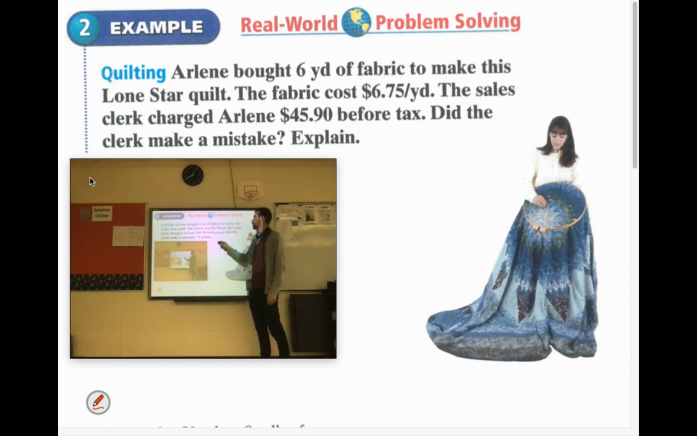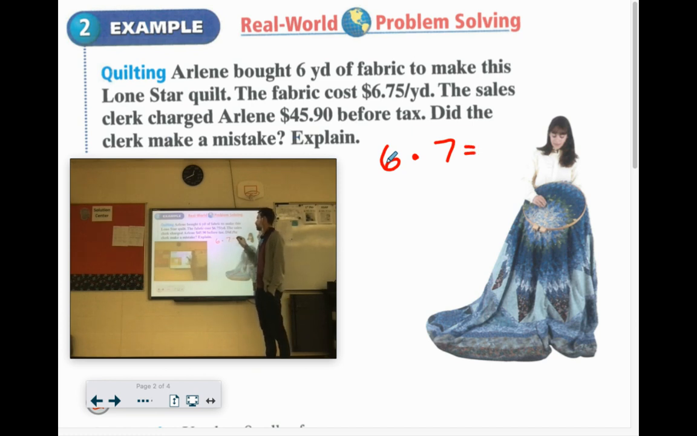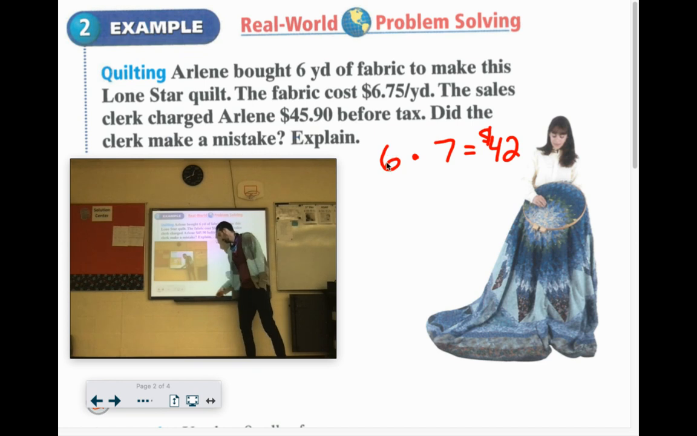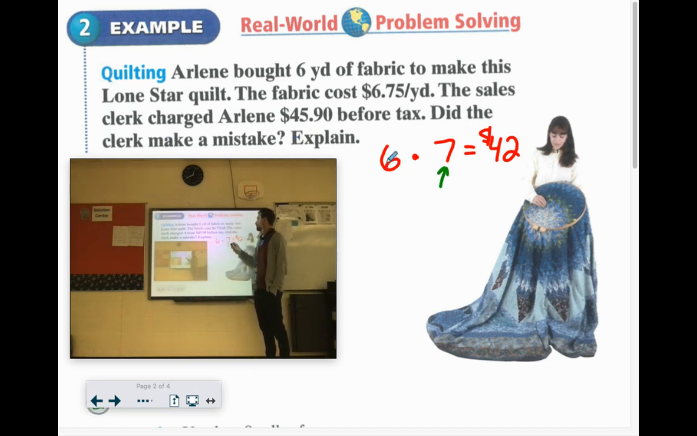She bought 6 yards of fabric. We're going to multiply the cost per yard. $6.75, let's just call it $7. So 6 times 7 is 42. She's charging us $45.90, which is close, but think of this. We bumped up to 7. It was $6.75. So realistically, our realistic answer would be less than $42. So the clerk did make a mistake. We don't know if this is including tax, but the clerk made a mistake.